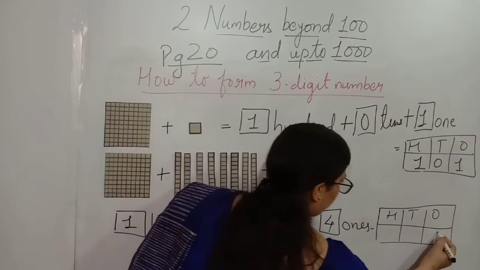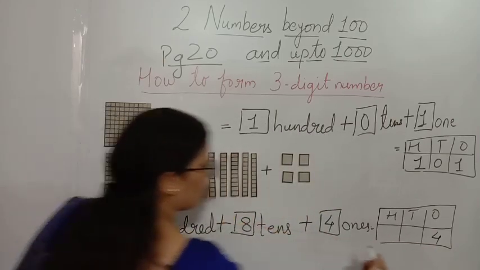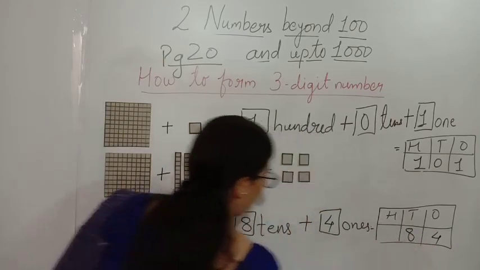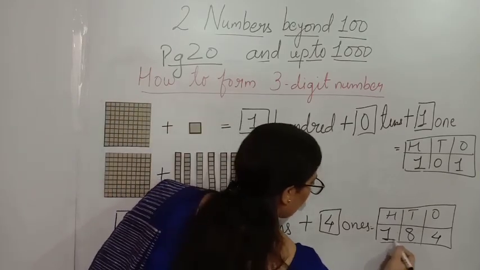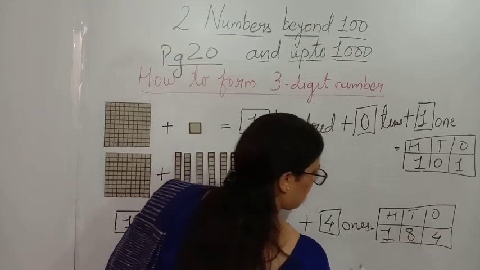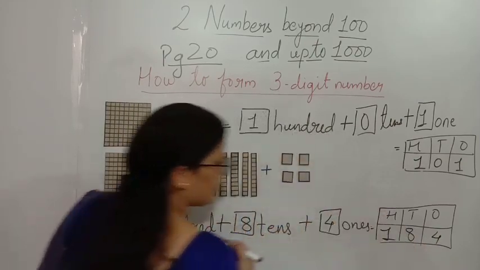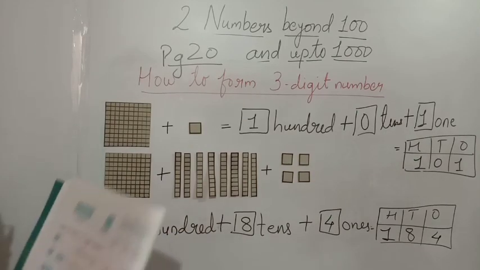4 ones. So here we'll write 4. How many tens are there? 8. So we'll write 8 at tens place. And then how many hundreds are there? Only 1. So the number is formed. The number is 184. In the same way you have to write.